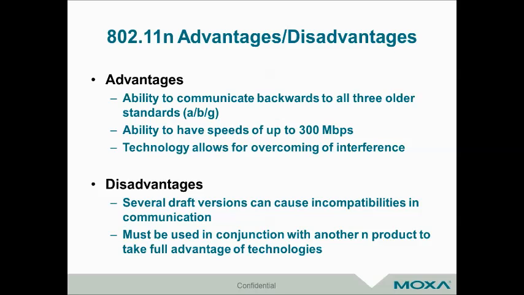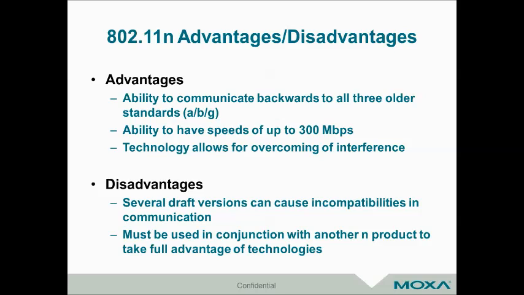And again, we do have that high speed for 802.11n, up to 300 megabits per second. There's also technology built into the protocol that allows for the overcoming of interference. We talked a little bit about Bluetooth and Zigbee and some other wireless noise potentially interfering with 2.4 gigahertz. 802.11n actually has some technology that will allow that to be reduced significantly.